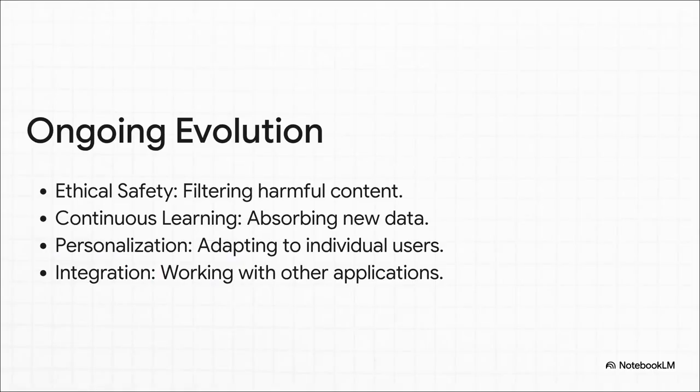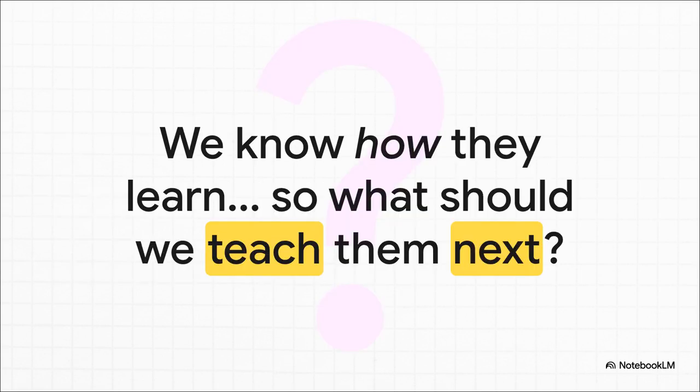And this evolution happens on a bunch of different fronts. It involves constantly updating its safety filters to screen out bad stuff, taking in new information so it doesn't get out of date, learning to personalize its answers for you, and plugging into other apps to become a genuinely helpful tool in your daily life. So, from a chaotic mess of raw data to this constantly improving digital mind, that's the journey. It's a process that's built from the ground up to evolve.